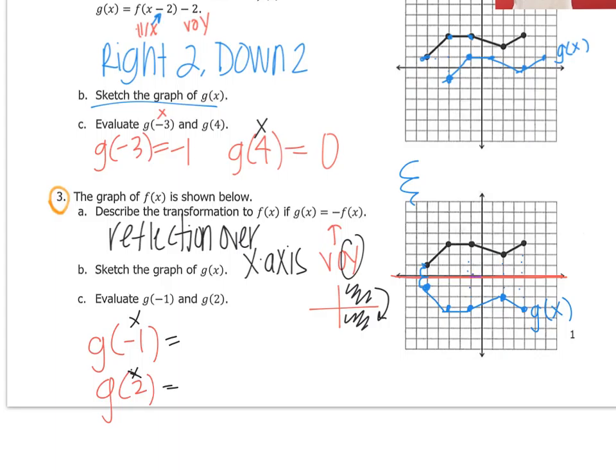So if I go left 1 and then down, we land at negative 3. If I go right 2 and then down, we land at negative 2. Go ahead and flip it once you have it.